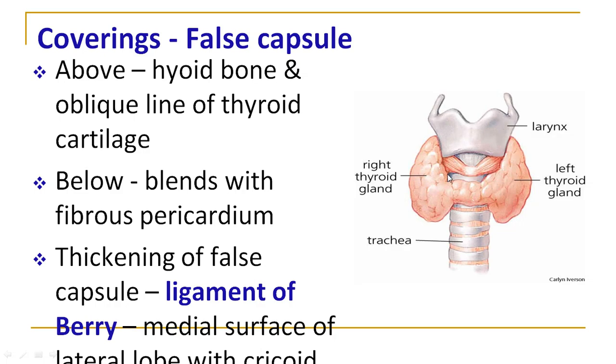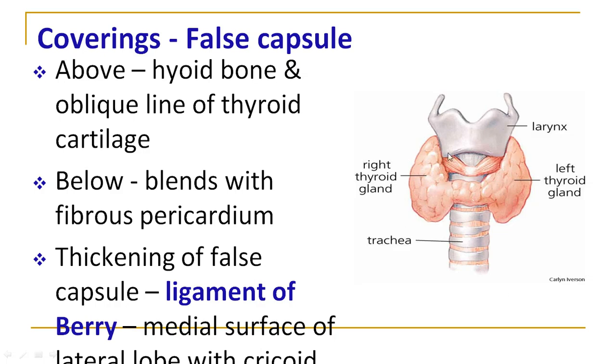As it comes down, it will split to enclose the thyroid gland. When it splits, it will have an anterior lamina and a posterior lamina. Then ultimately it rejoins below the lower part of the thyroid gland and gets attached to the outer covering of the heart, which is the pericardium. To summarize, superiorly attached to hyoid bone and oblique line of thyroid cartilage, inferiorly attached to pericardium of the heart. In between, splitting to enclose the thyroid gland.